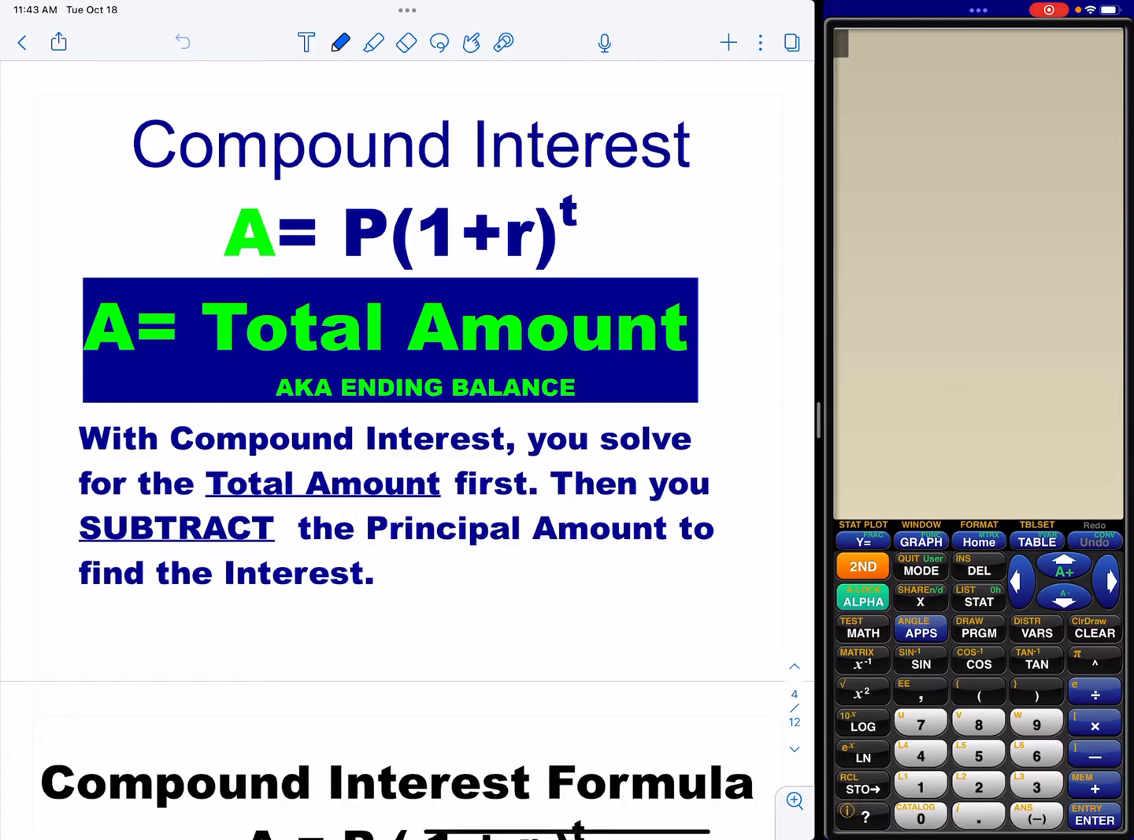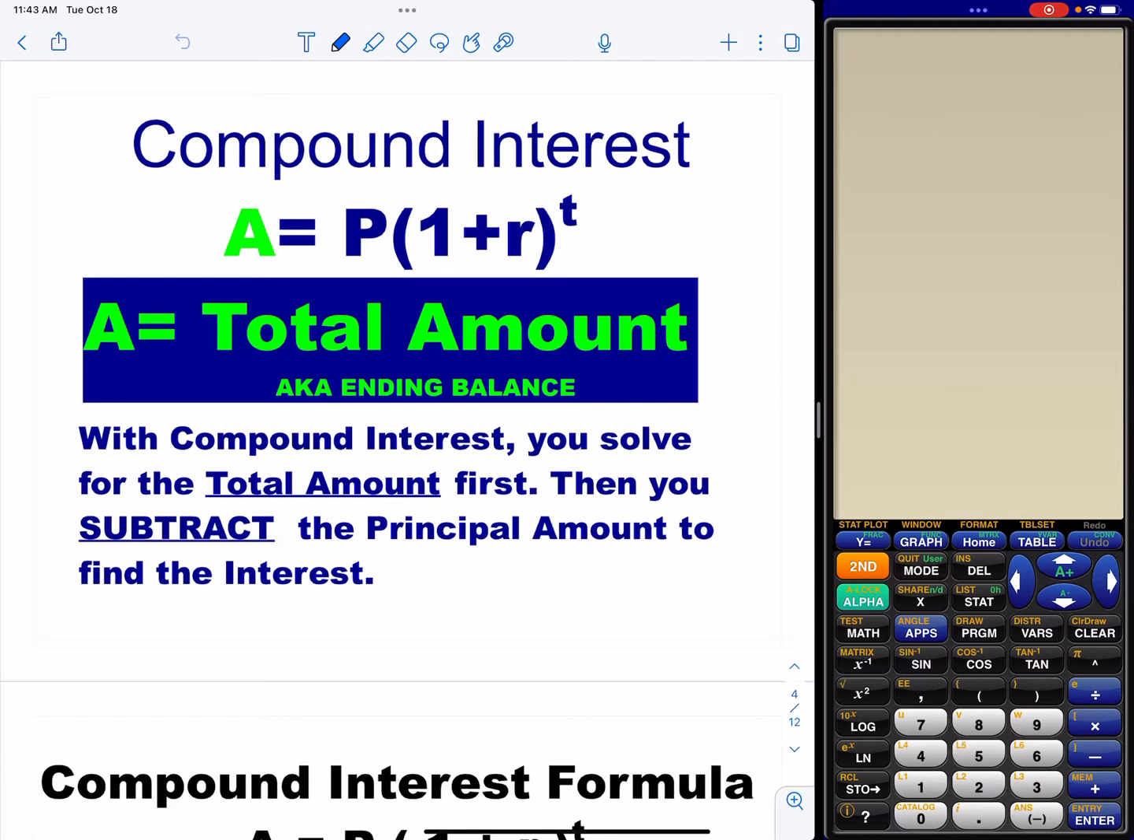But the way I want you to think about it is A stands for all of it. Okay, all of it is referring to the balance. And we know that balance is nothing but principal plus interest. Well, in the simple interest formula, if I wanted to find the balance, I had to take the principal amount and the interest amount and add those together. Well, in the compound interest formula, the A is already the balance.